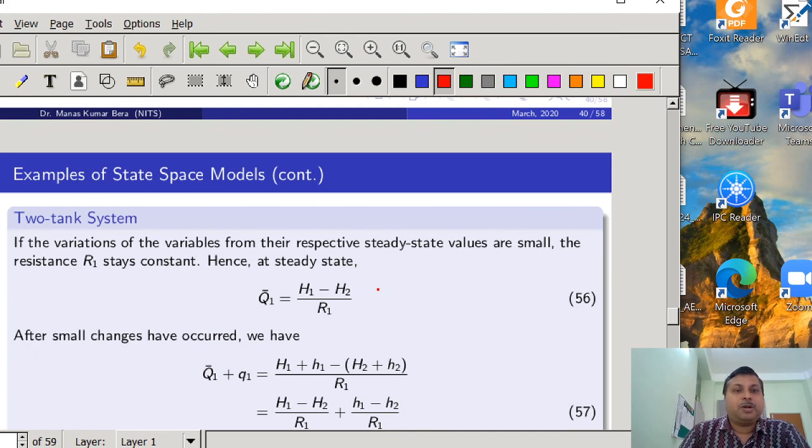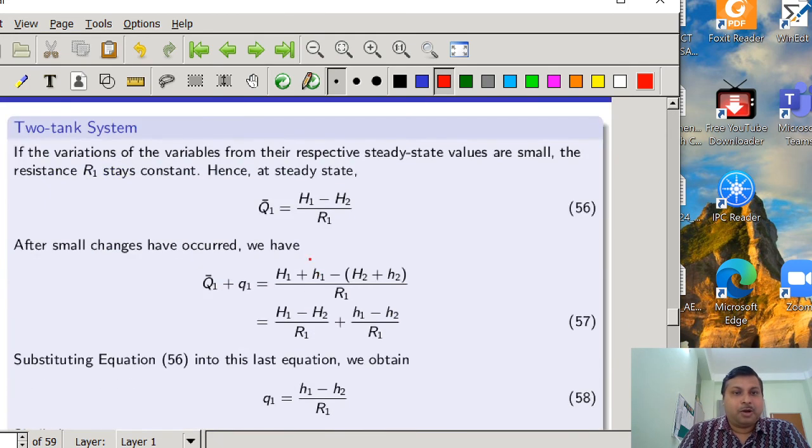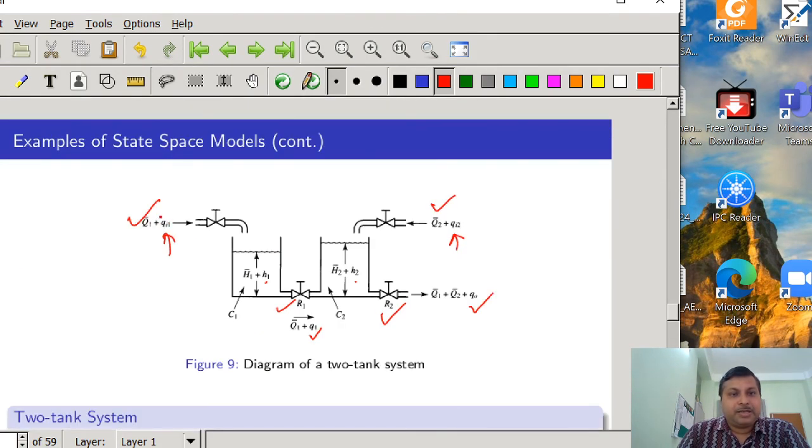How has this happened? H1 bar minus H2 bar is the potential difference, and once we know the potential difference, we can easily write that the flow Q1 bar is the potential difference divided by the resistance R1. Now, when the system is in steady state, if there is a small deviation from the steady state inflow, that is Q1 bar plus QI1, then the height H1 bar will increase by H1. So the height will be H1 bar plus H1, and definitely the outflow rate through R1 will also increase by an amount Q1. So the new flow is Q1 bar plus Q1.